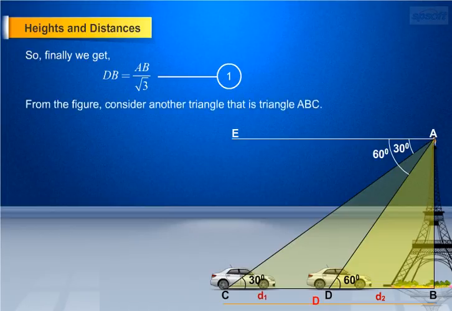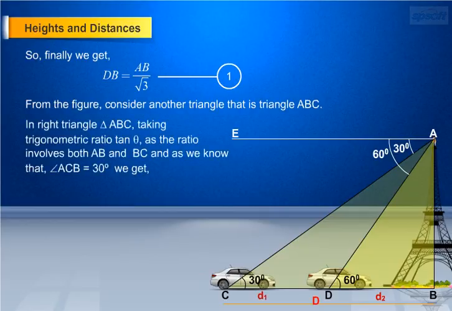From the figure, consider another triangle, that is triangle ABC. In right triangle ABC, taking the trigonometric ratio tan theta, as the ratio involves both AB and BC, and as we know that angle ACB equals 30 degrees, we get tan theta equals AB by BC, since tan theta equals opposite side by adjacent side. This implies that tan 30 degrees equals AB by BC.